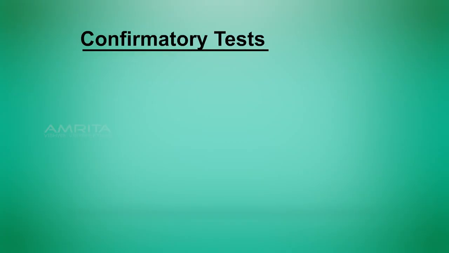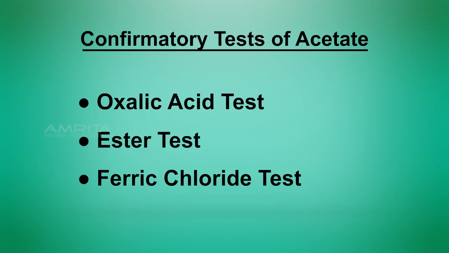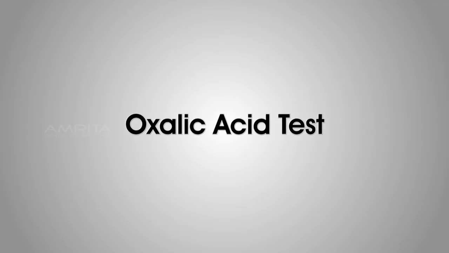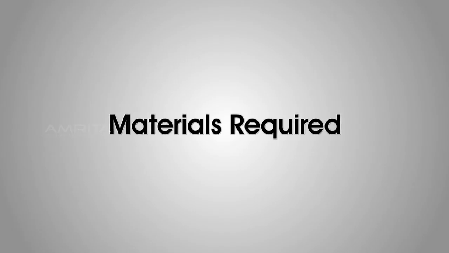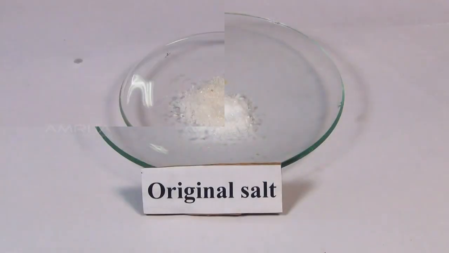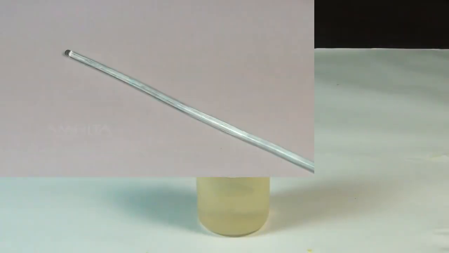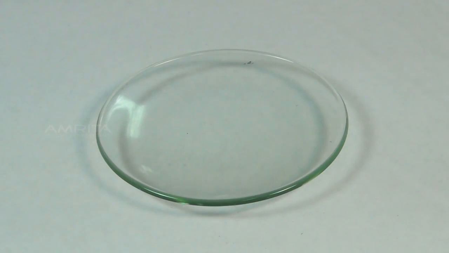Next, we look at the confirmatory tests of acetate. They are oxalic acid test, ester test, ferric chloride test. Oxalic acid test. Materials required: original salt, solid oxalic acid, distilled water, glass rod, watch glass and a spatula.